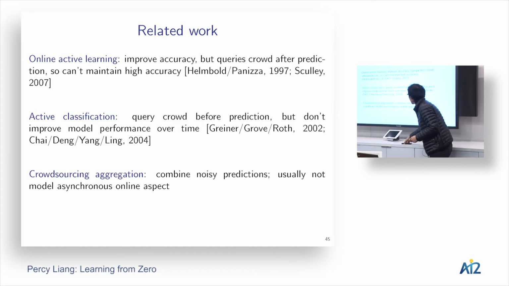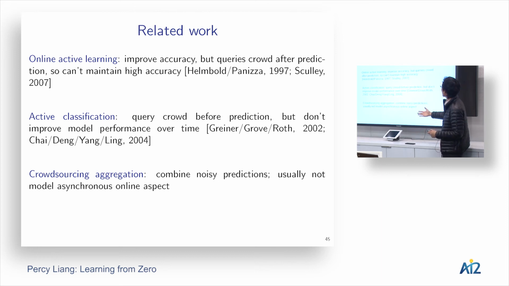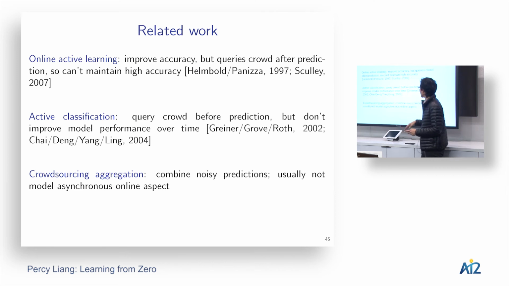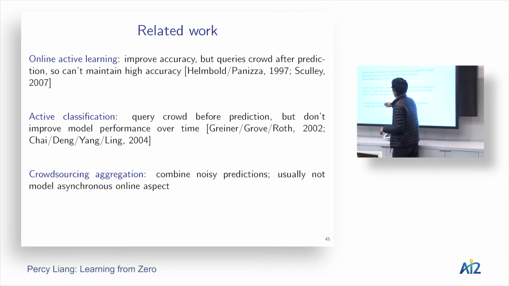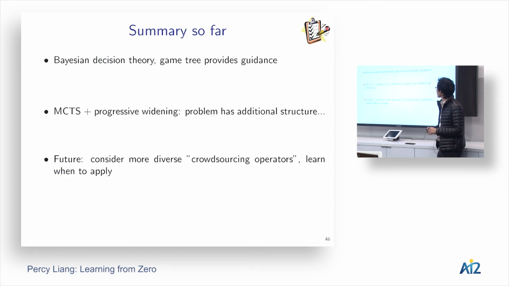This work is connected to many things, like online active learning and active classification. In online active learning, you're improving accuracy over time, but you're querying the crowd after the prediction, which means you can't maintain high accuracy. In active classification, you're querying before prediction, but usually they're not trying to improve the model performance over time. This also connects with recent work on aggregating information from the crowd, and we could probably use some of those ideas to improve our model of crowd error. So we set this up in an online learning setting.